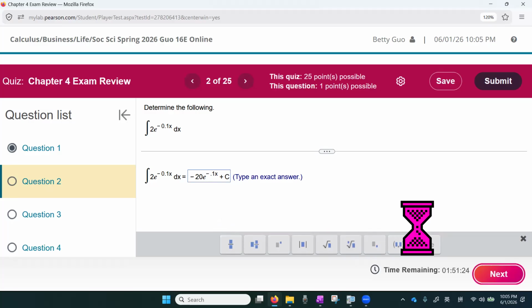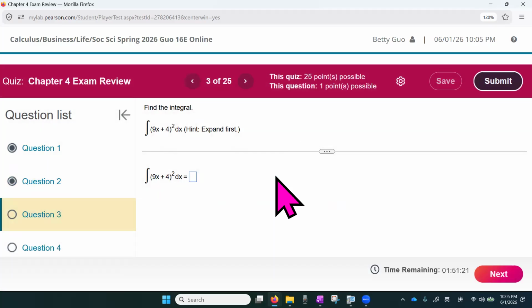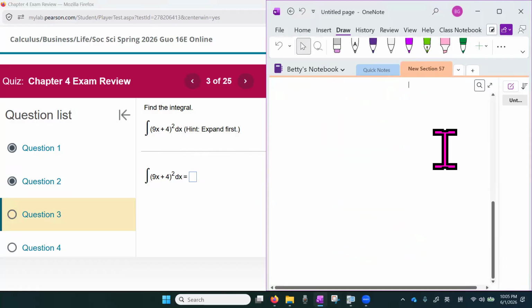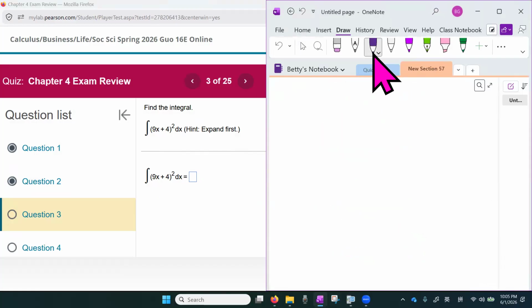Okay, next. Question number 3, find the integral. So the hint reminds you to expand the function first. You remember how to FOIL? Let's see. The function is 9x plus 4 to the power of 2. And you can FOIL 9x plus 4 times 9x plus 4.